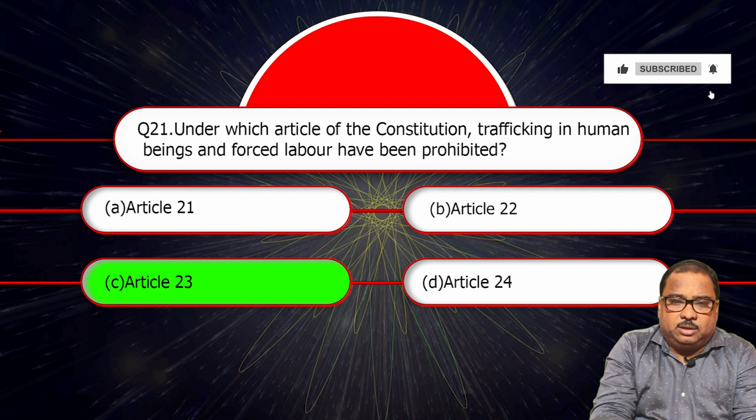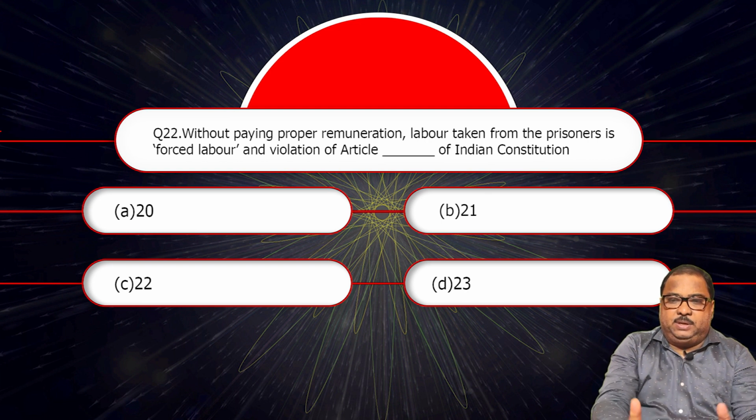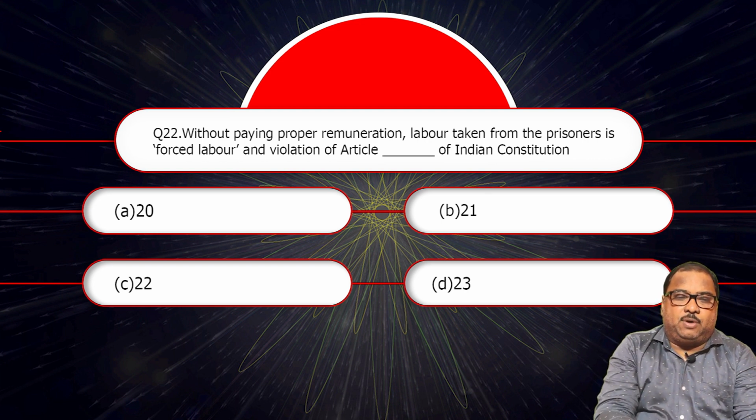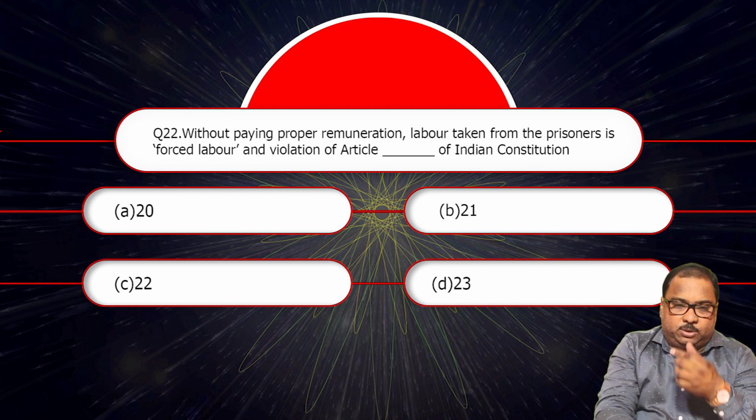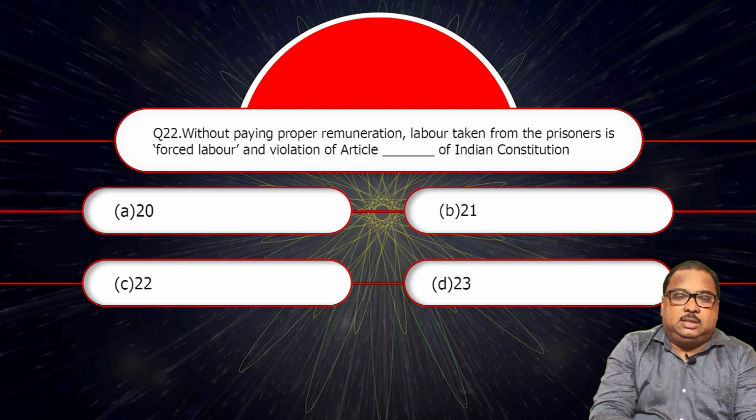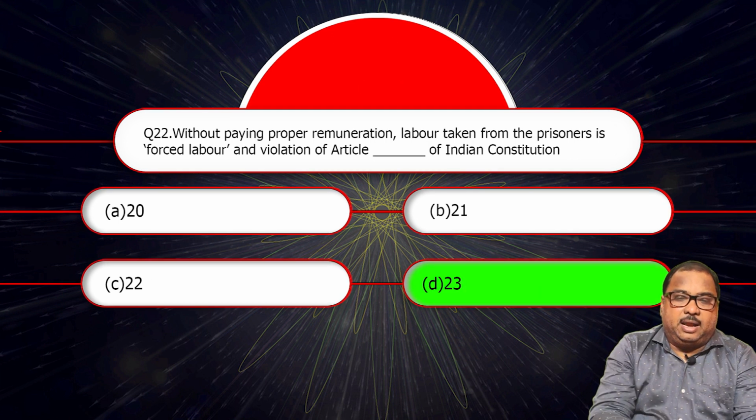Indian Constitution. Next question. Without paying proper remuneration, labor taken from the prisoners is forced labor and violation of Article dash of Indian Constitution. So what will be put in the blank? Your options are option A, Article 20, option B, Article 21, option C, Article 22, option D, Article 23. Your time starts now. The correct answer is option D, Article 23.